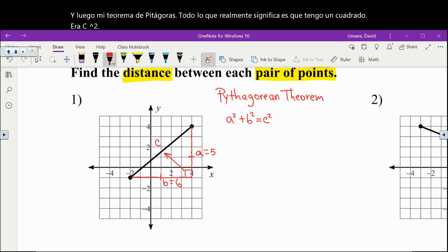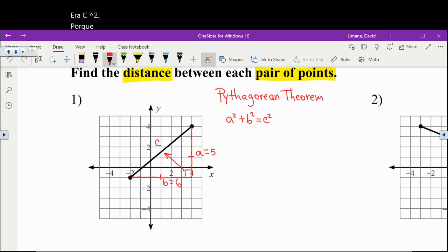Okay. Because I now know that A is 5, B is 6, I automatically rewrite this as 5 squared plus 6 squared equals C squared. And I realize I'm not looking for C squared, I want C, but that's what the Pythagorean theorem does for me.